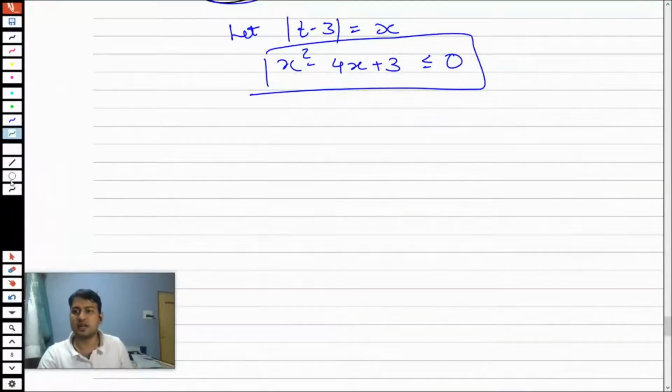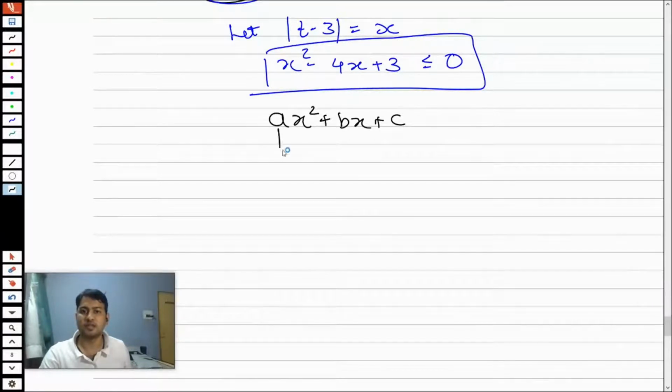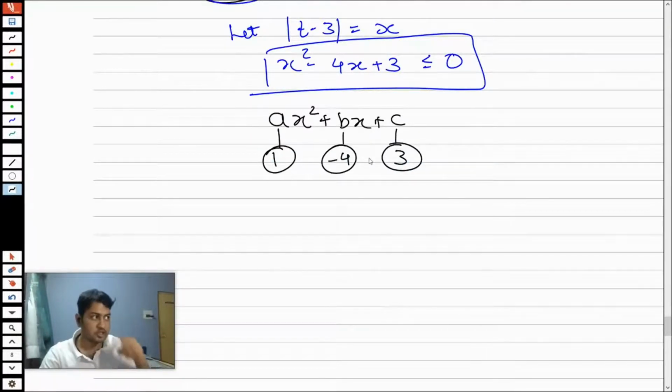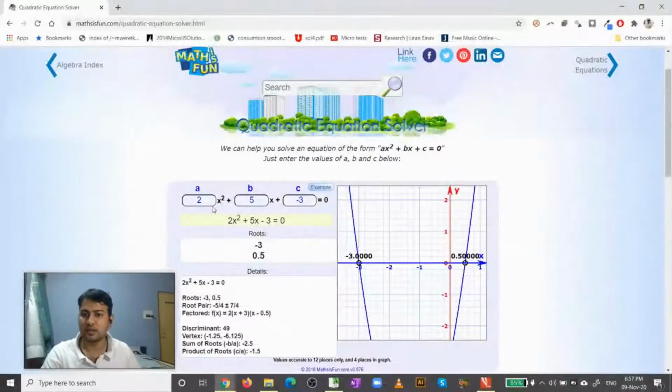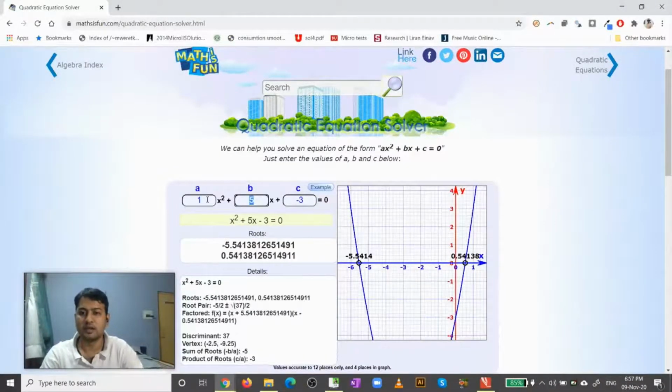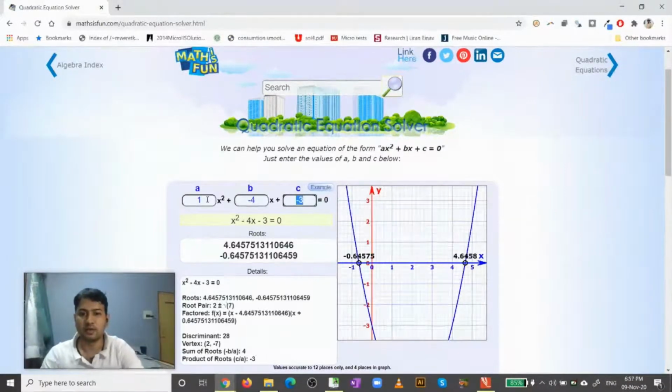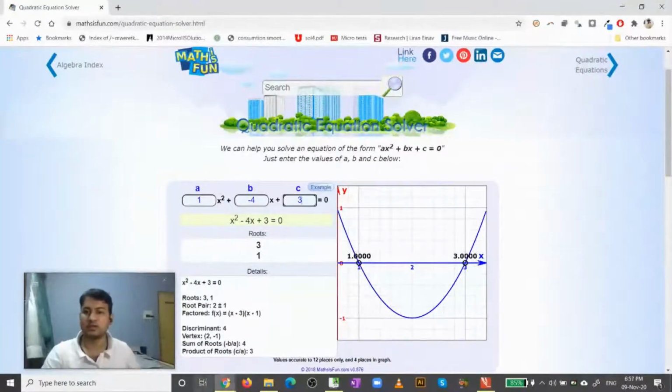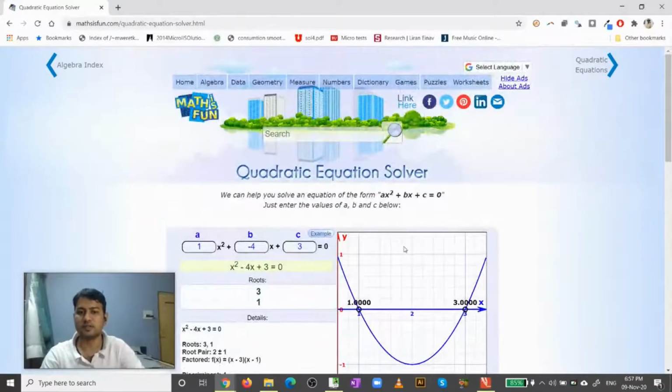So the standard form of any quadratic is ax² + bx + c. If you compare this with the standard form, you see that a is equal to 1, b equals -4 and c equals 3. So 1, -4 and 3. When you substitute that here, you see the roots are 3 and 1.